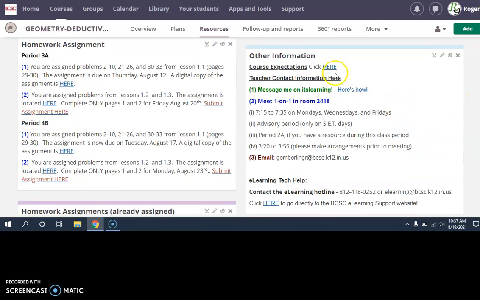Course outline in terms of expectations, whether it's Geometry or Algebra 2, you'll find that information here. Contact information, email is probably the best way to get a hold of me.